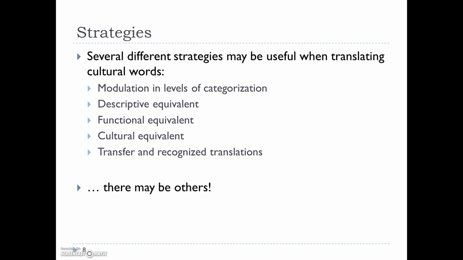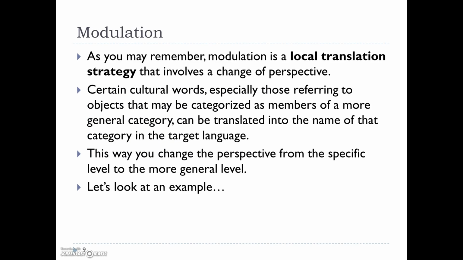And I'm just going to discuss these ones here. We start off with modulation. We then look at different types of equivalents. And finally, I'm going to mention transfer and recognized translations. However, there may be other ways of dealing with cultural words in translation, right? These are just examples to show you how strategies can be beneficial and to show you how they each yield different options. And then it's up to you as the translator to select the best option for your reader, right? For your audience. So the first one is modulation.